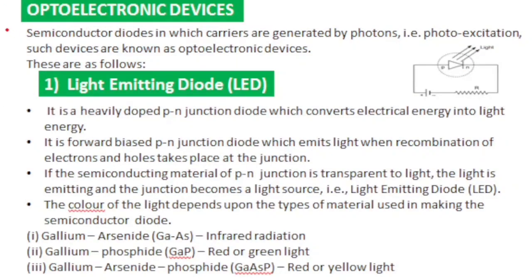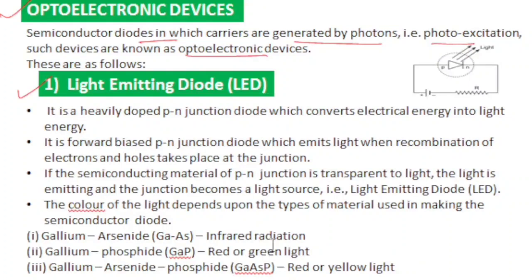What is this optoelectronic device? These are semiconductor diodes in which carriers are generated by photons, that is photoexcitation. Such devices are known as optoelectronic devices. And I am going to discuss three optoelectronic devices, that is light emitting diode, after this photodiode, and then solar cell. So first one is light emitting diode.